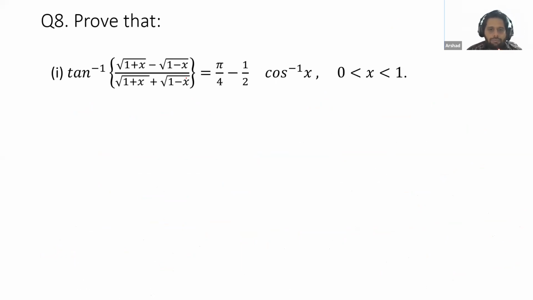Okay, so we have this question. You need to try this on your own, but who can tell me? Saf, can you tell me in place of x what value we can put? Or anyone? Atif, Noma, can you tell me in place of x what value we can put?